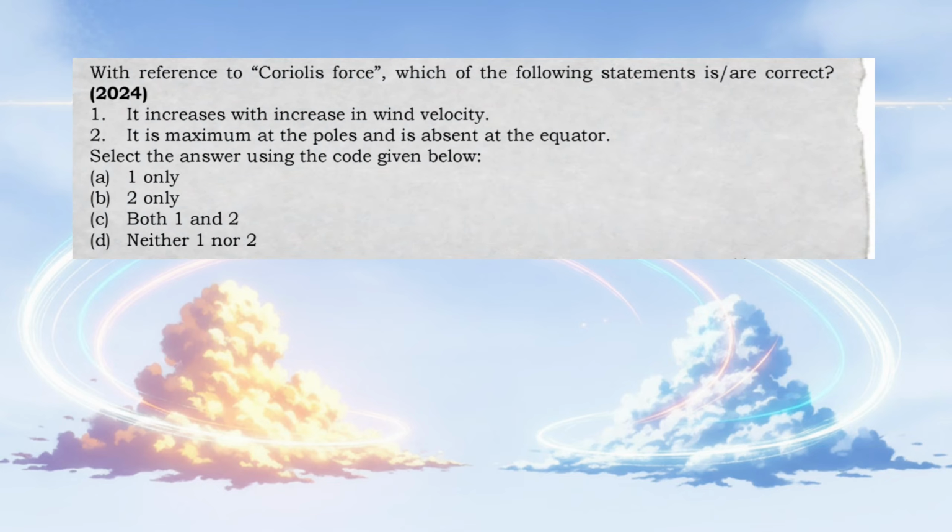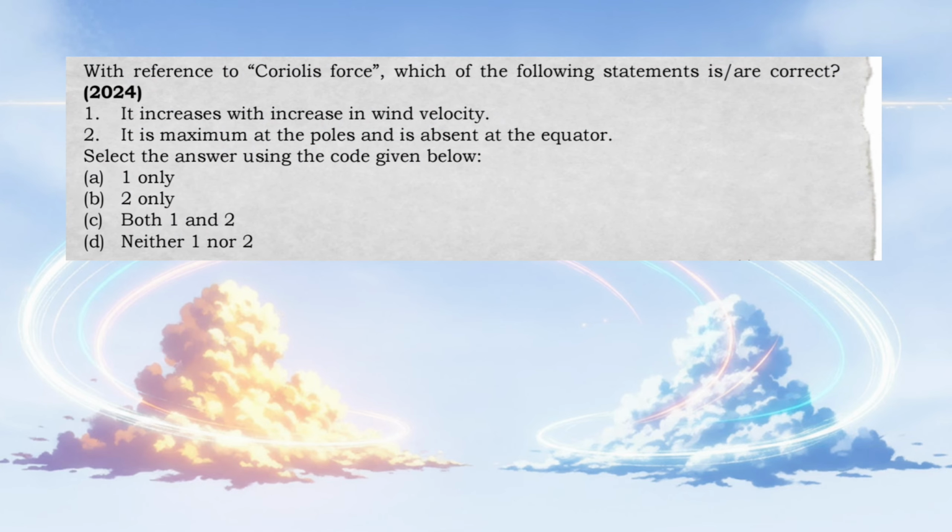Question 15, UPSC Prelims 2024. With reference to Coriolis force, which of the following statements are correct? 1. It increases with increase in wind velocity. 2. It is maximum at the poles and is absent at the equator. Option A, 1 only. Option B, 2 only. Option C, both 1 and 2. Option D, neither 1 nor 2.